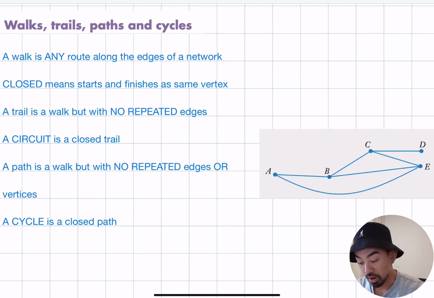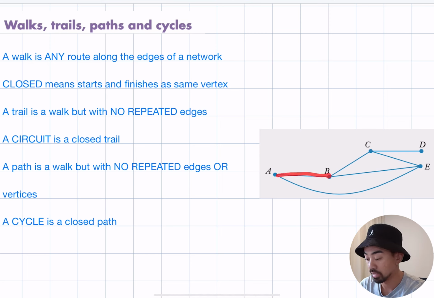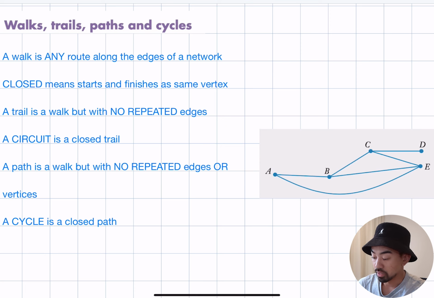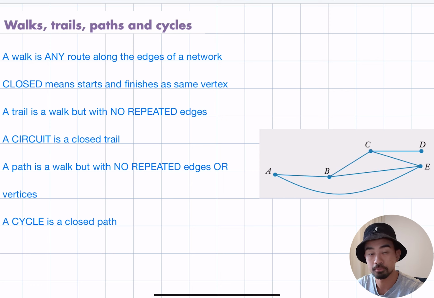Let's look at the next one. A path is a walk with no repeated edges or vertices. So there's no repeating of anything. So A, B, C, E. And a cycle is a closed path. So you start and finish at the same place. So let's say I go C, B, E, C. Simple enough. Now note the last vertex. See how I start and finish at the same place? Well, that obviously doesn't count as going to it twice because it's closed.